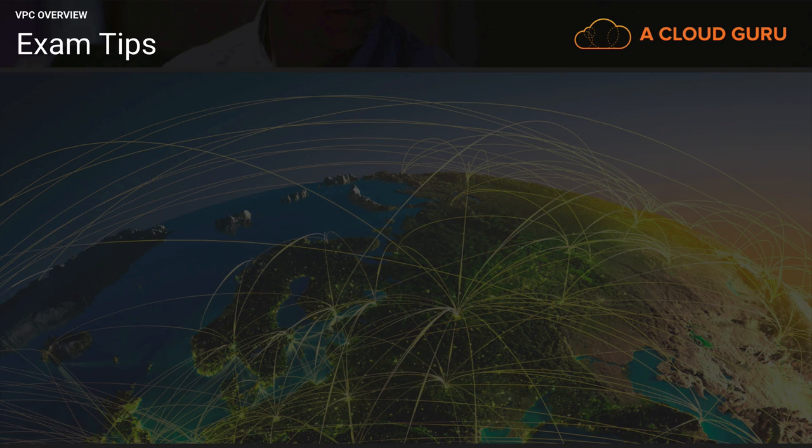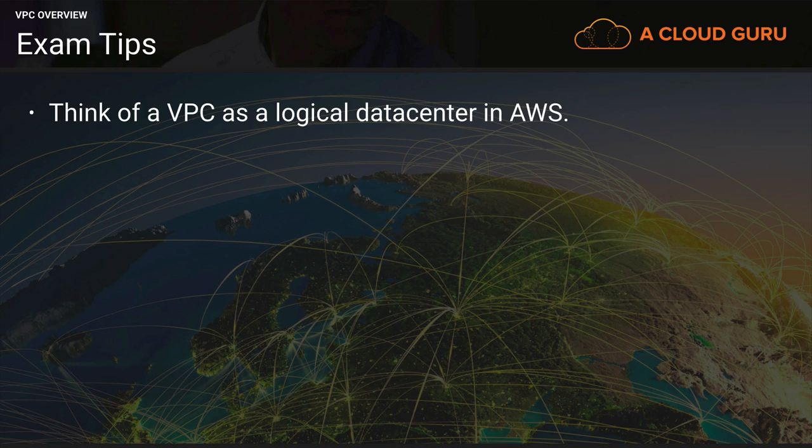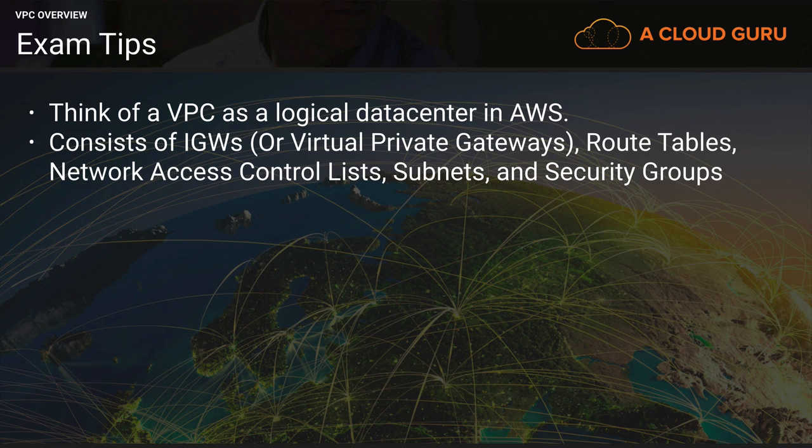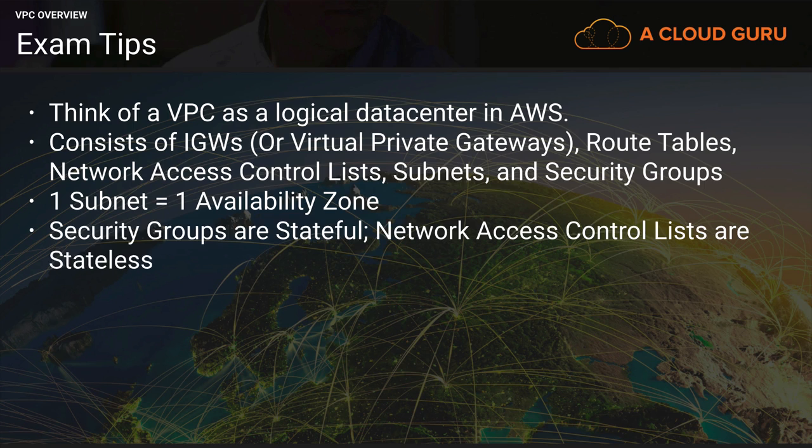So moving on to just my exam tips. Again, this is all very high level at this stage. I'm just reminding you of what you already know from passing your associate exams. So think of a VPC as a logical data center in AWS. It consists of internet gateways or virtual private gateways, route tables, network access control lists, subnets, and security groups. One subnet equals one availability zone. That's always key to remember. And then security groups are stateful, network access control lists are stateless.